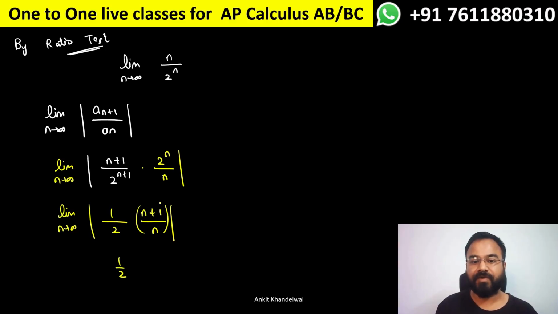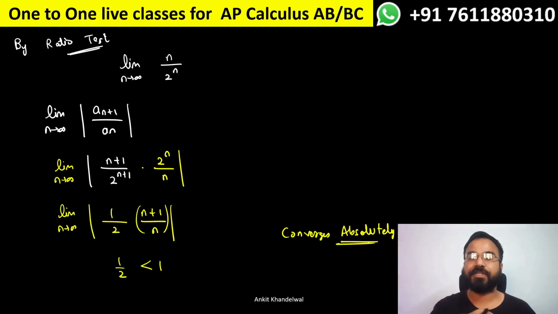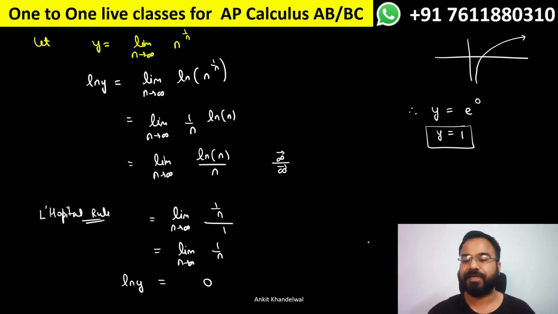This part will become 1 and we will be left with 1 by 2, and 1 by 2 is less than 1. According to the ratio test, we'll say it converges again. Converges absolutely. So in this method the ratio test was easier as compared to the root test.